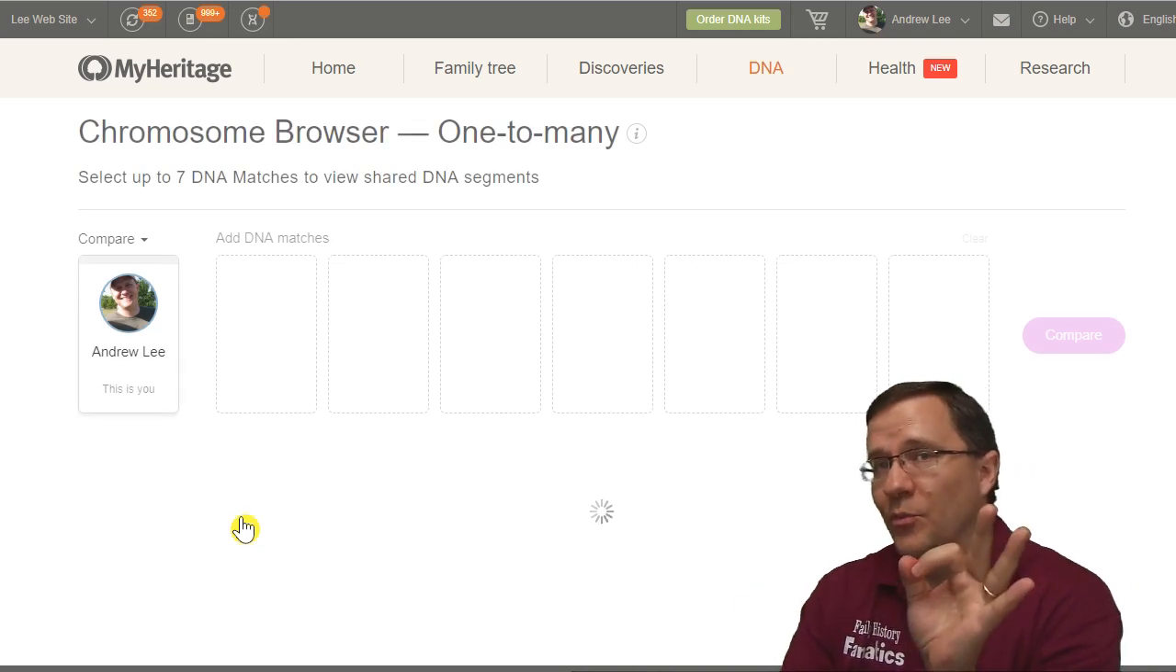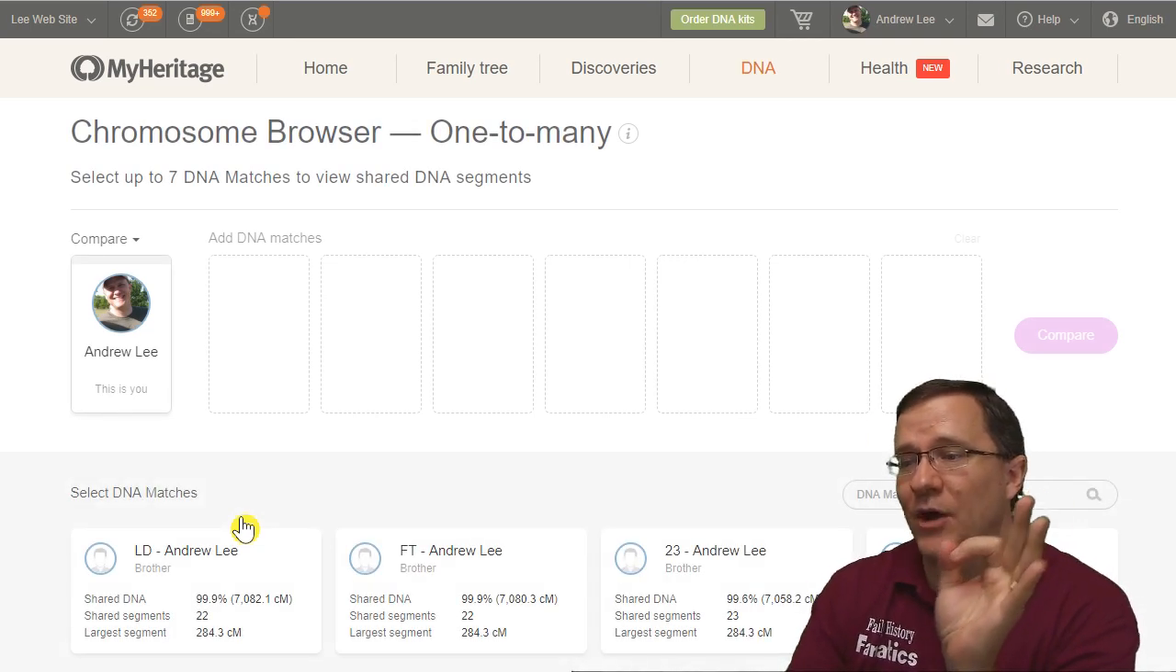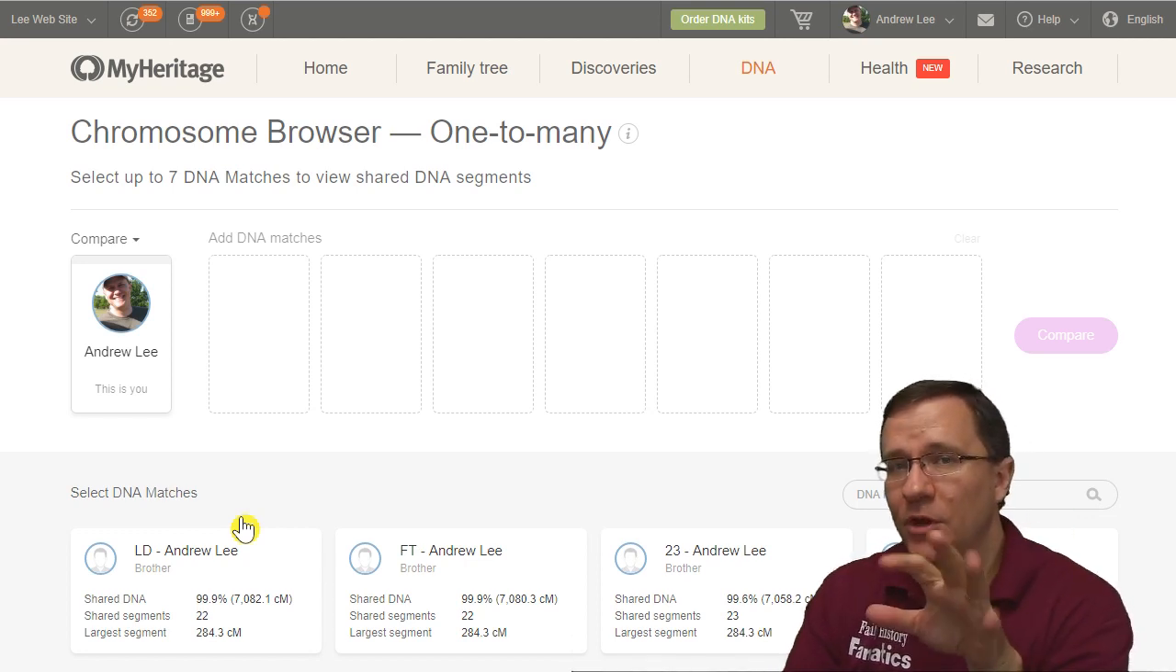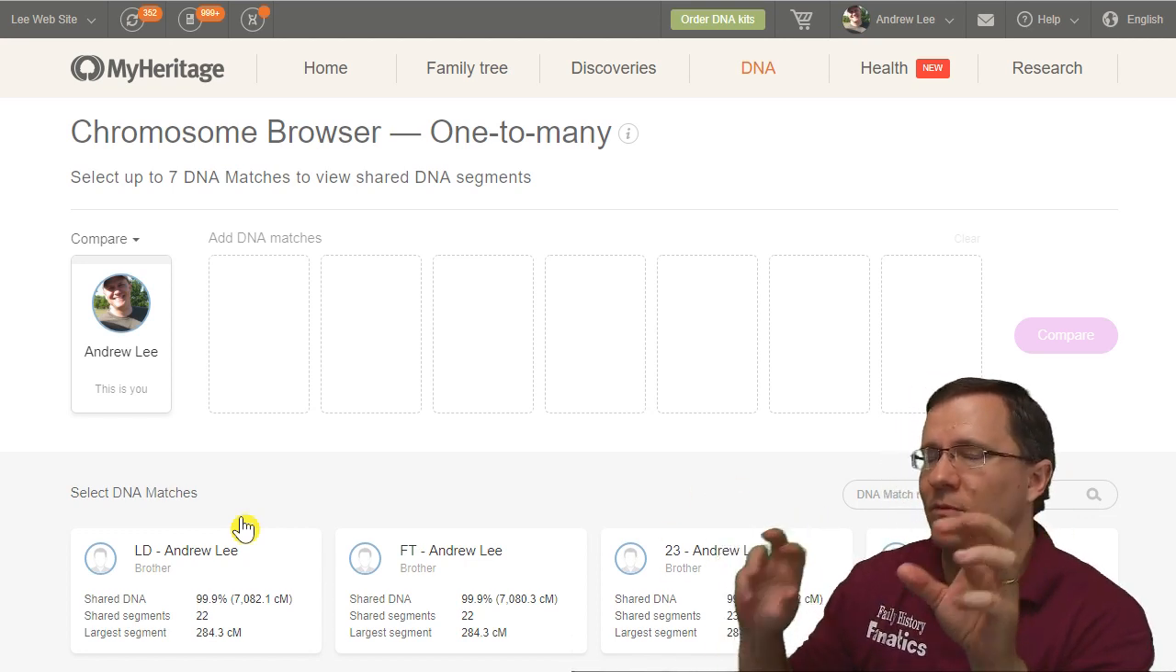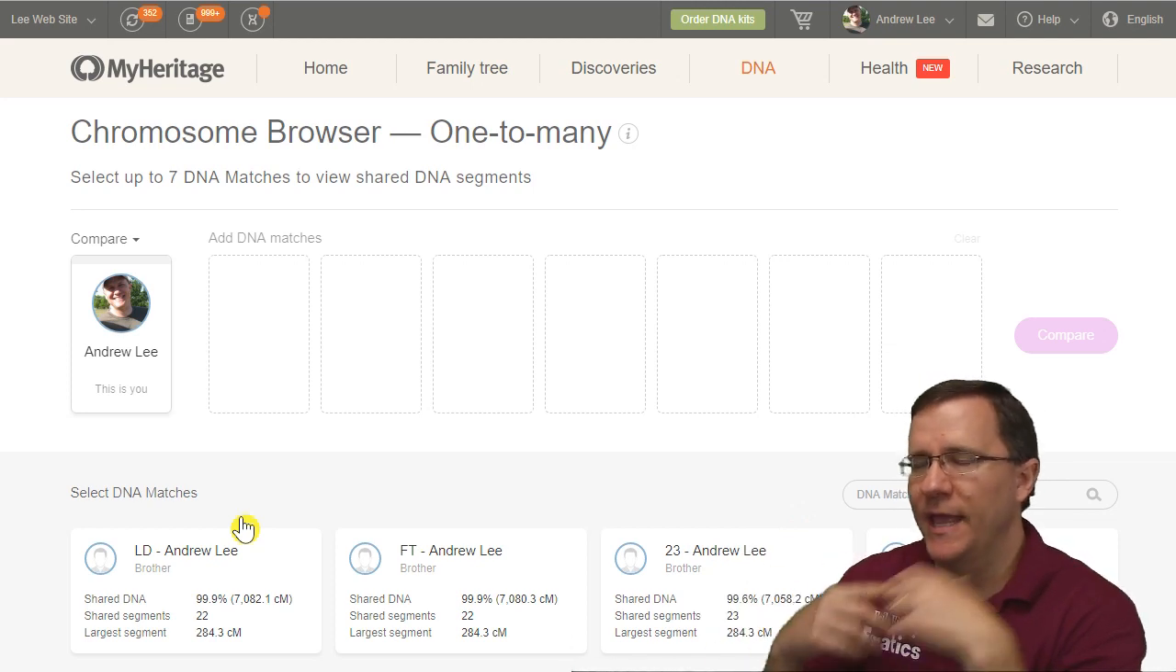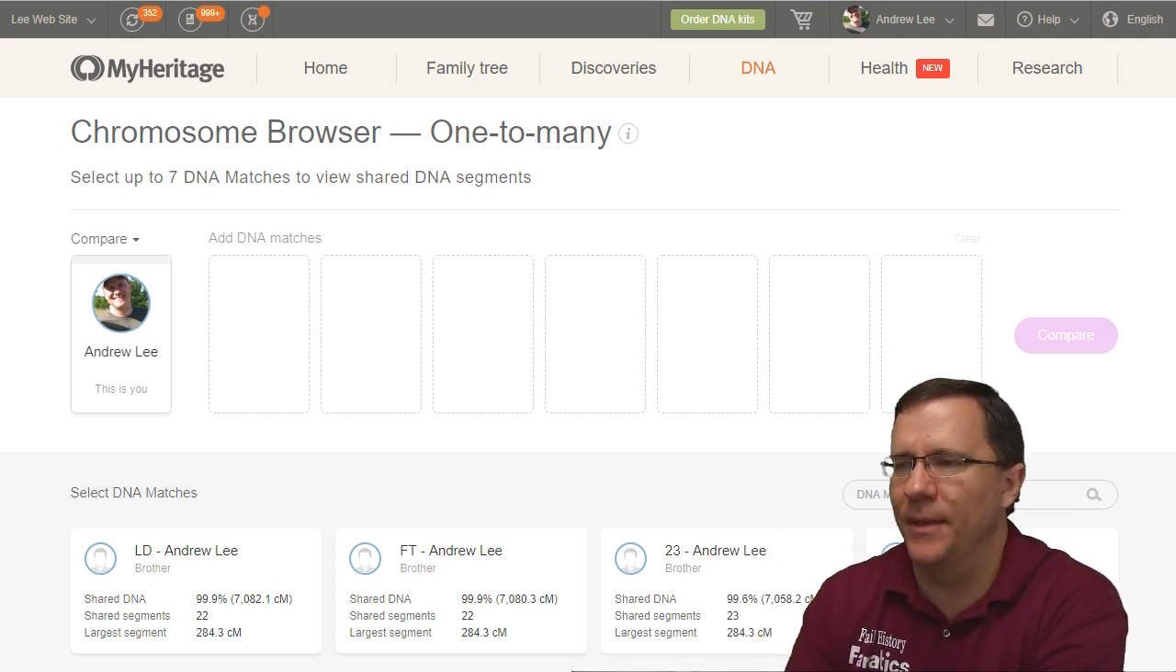But what this chromosome browser allows you to do is look at multiple people. So I'm going to go through and select some different people that I know are related in a certain way, and then we'll look at the results to compare them.